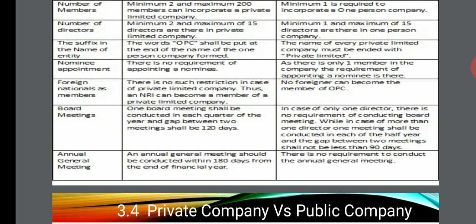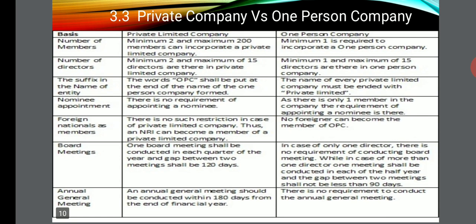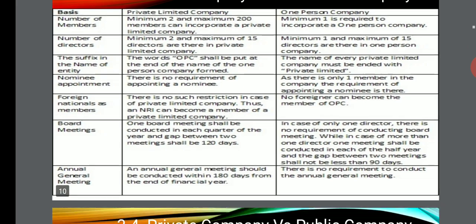Annual general meeting. An annual general meeting shall be conducted within 180 days from the end of the financial year, and there is no requirement to conduct the annual general meeting in case of one person company. So these are the differences between private company and one person company.